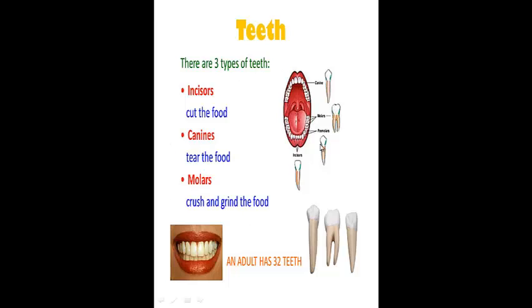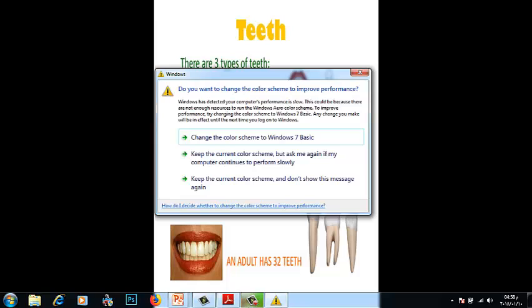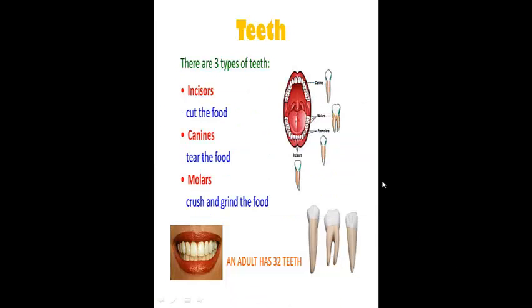Canines. Canines are very sharp teeth in the corner of our mouth. We have 4 canines in our mouth, 1 in each corner. 1, 2, 3, 4. 4 canines, 1 at each corner.